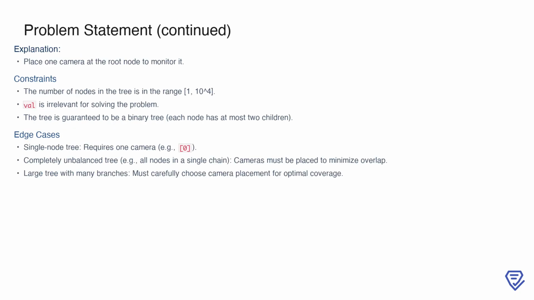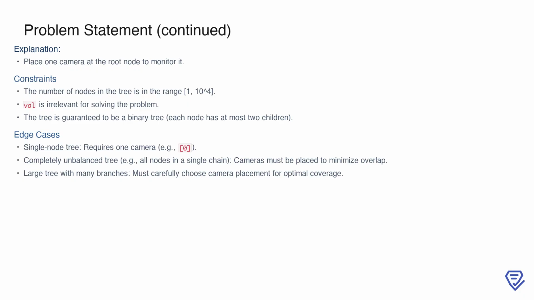To wrap up, the constraints of the problem specify that the number of nodes in the tree can range from 1 to 10,000. The value of the node itself is irrelevant for solving the problem, and we're guaranteed that the data structure is a binary tree, meaning each node has at most two children. Some key edge cases include a single node tree, which will always require exactly one camera, and completely unbalanced trees, where nodes are arranged in a single chain.